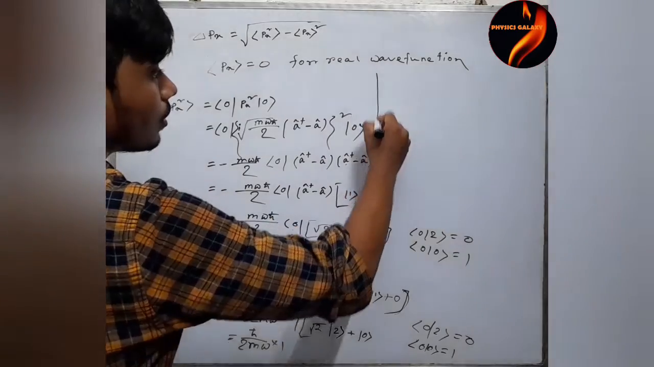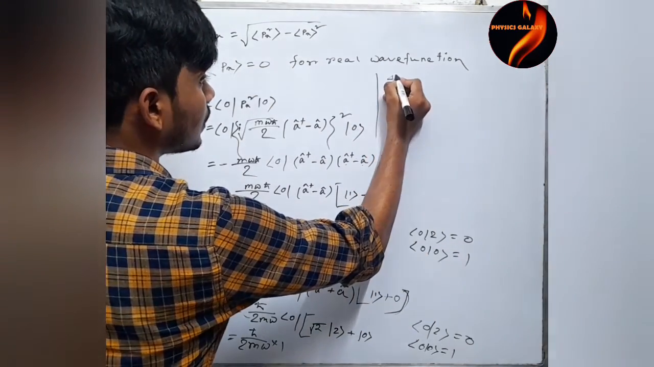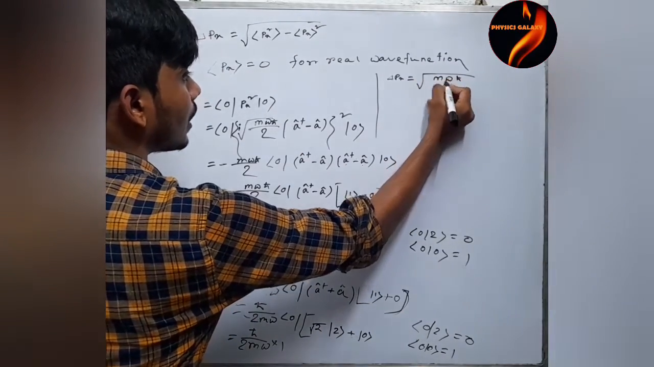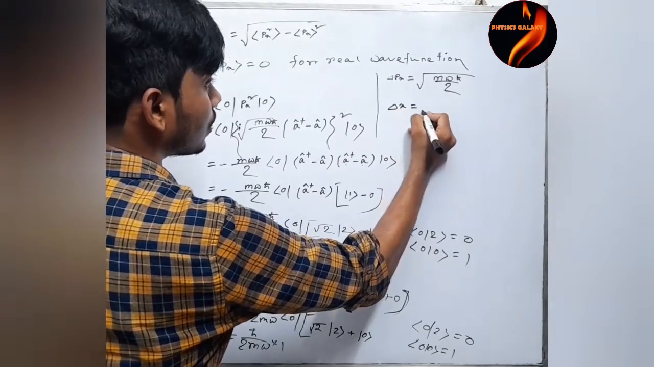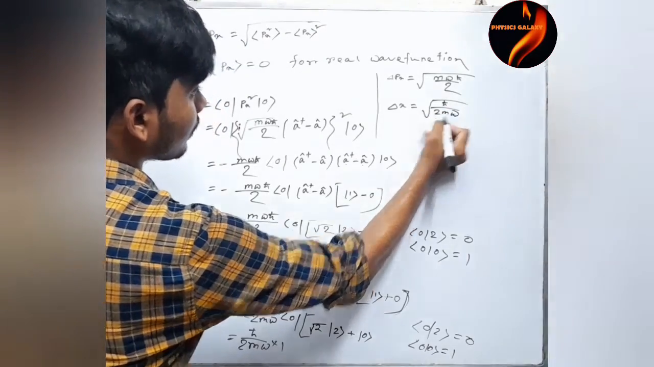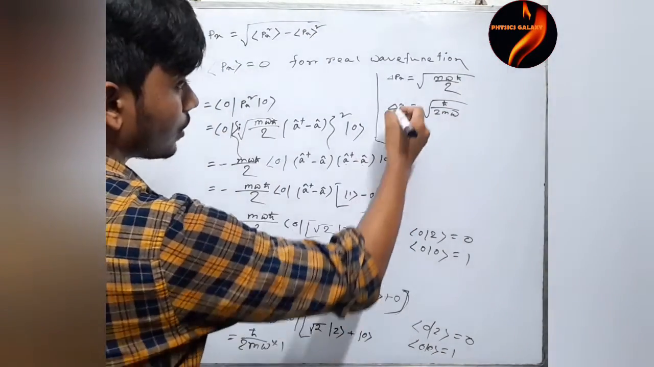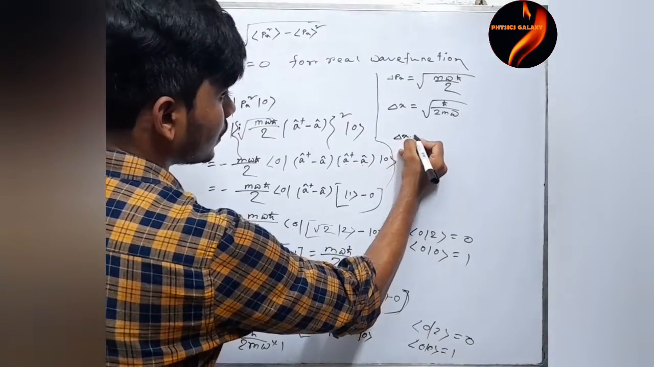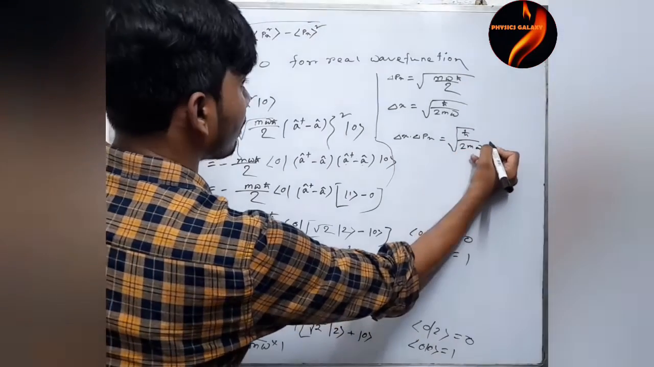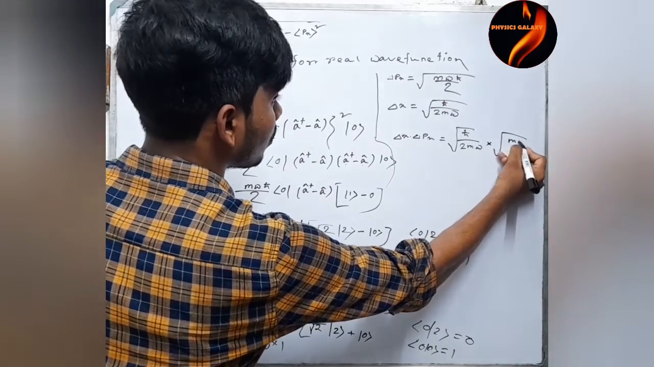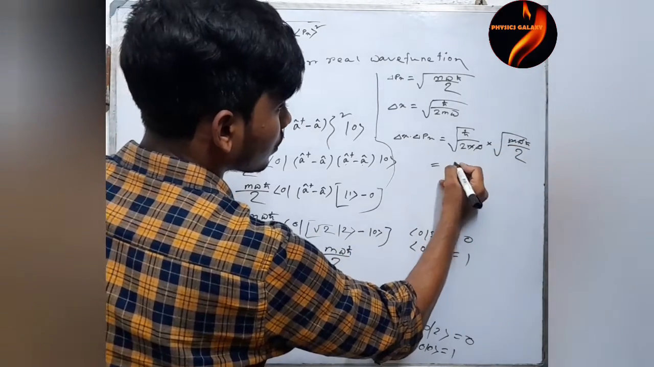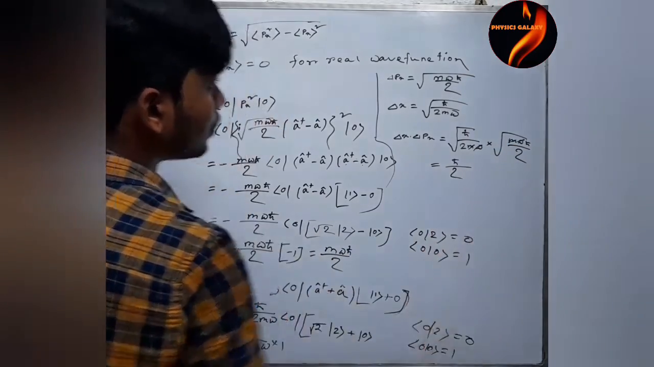So we can now calculate Δpx equals root over mωħ by 2, and Δx will be root over ħ by 2mω. So if we multiply these deviations, Δx into Δpx, it should be root over ħ by 2mω into root over mωħ by 2. The mω cancels out, and finally we get ħ by 2.